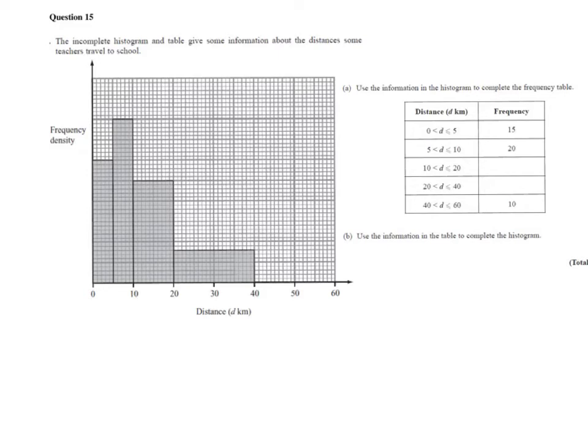So we'll start off by reminding you the crucial formula we have to remember when we work with histograms, and that is that the frequency equals the interval width times the frequency density. So I'm going to put an extra column in here for frequency density. Now I've got some information.